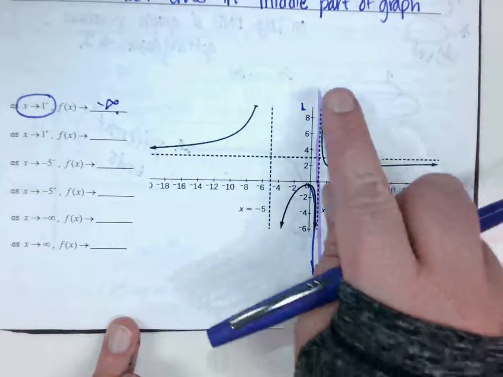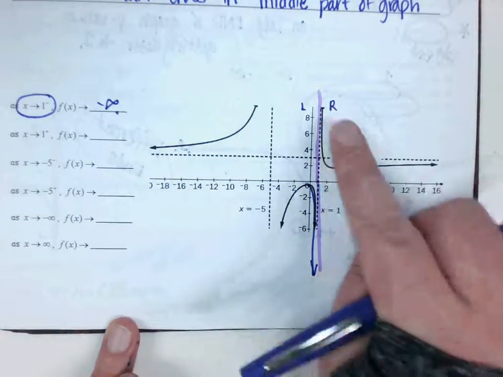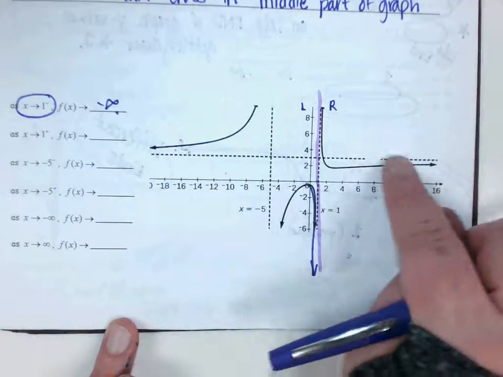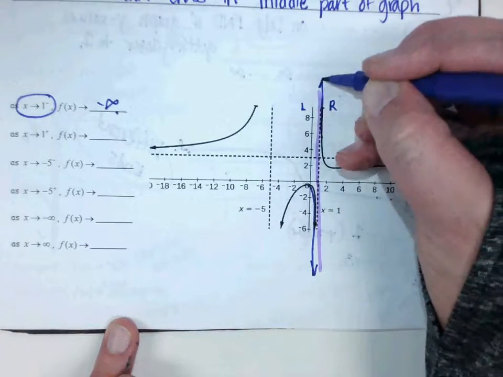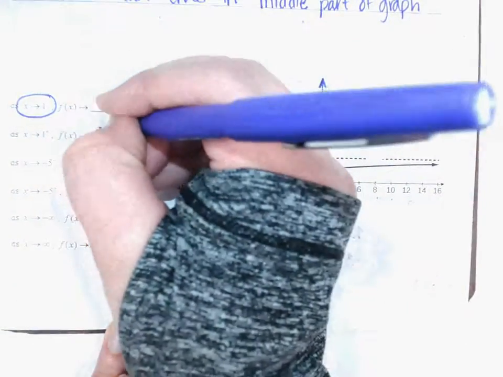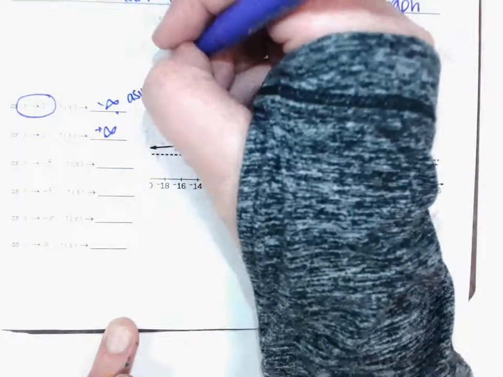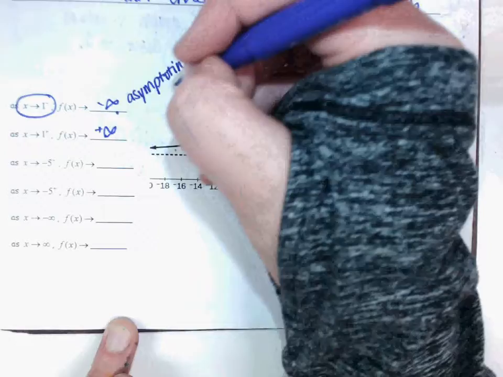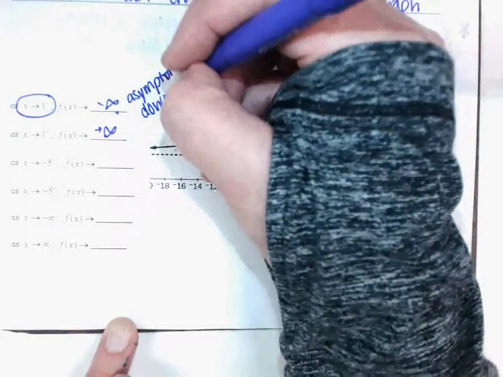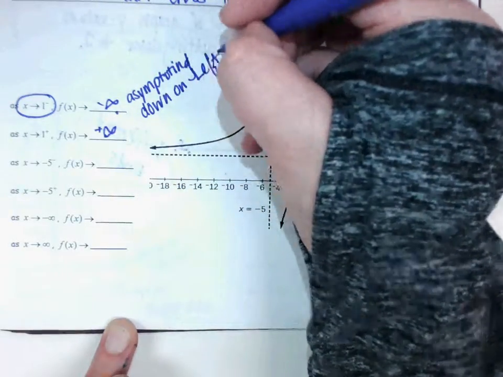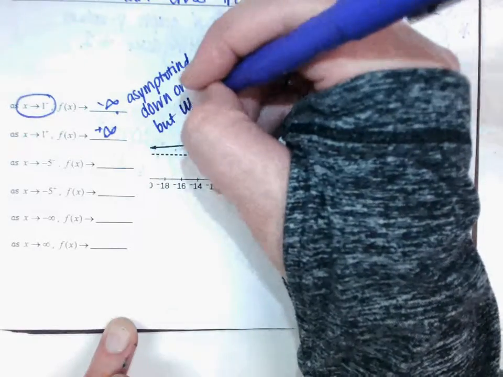Versus if I want to be on the right side, I need to be on this little chunk of the graph. And where is it going as I get close to the purple line? Positive infinity. Because it's asymptoting down on the left, but up on the right.